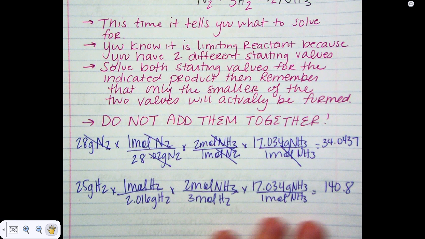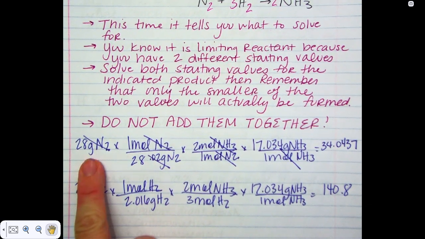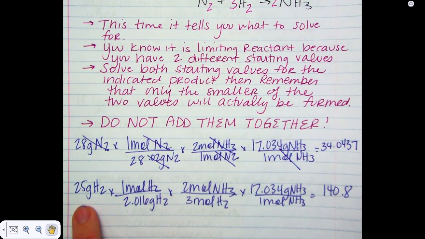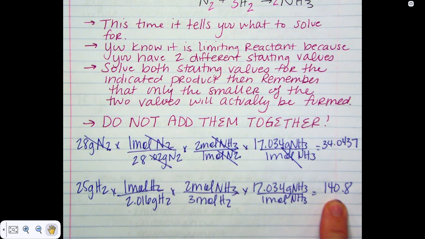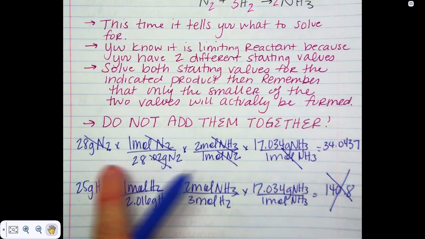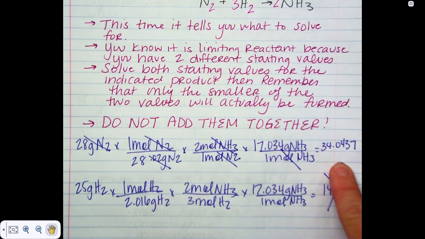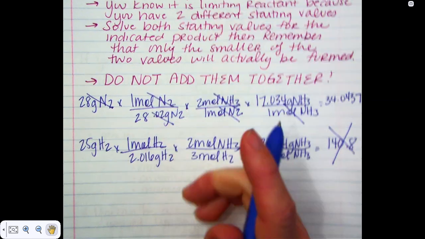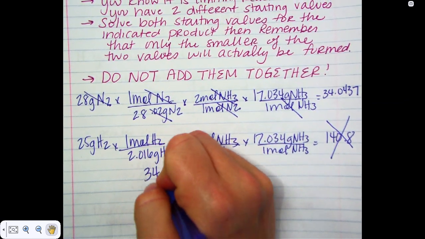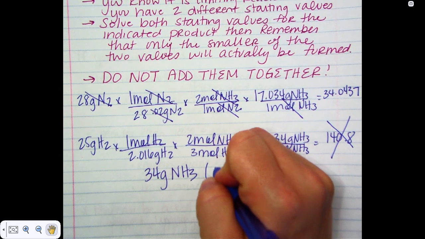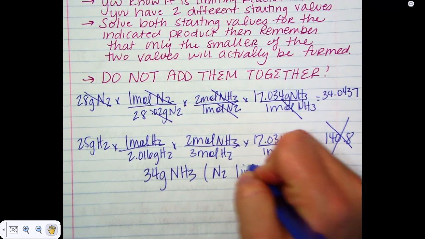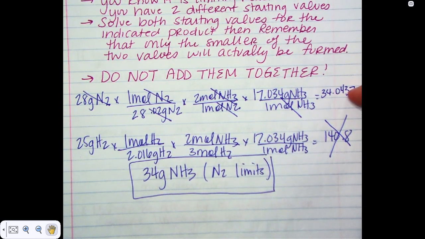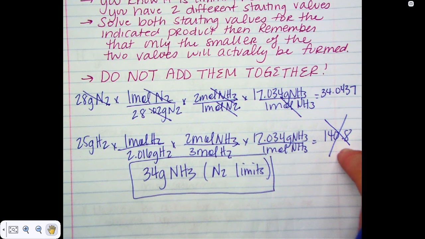Okay, so let's look at our answers. The 28 grams of nitrogen will allow us to make 34 grams of NH3. The 25 grams of hydrogen will allow me to make 140. I can't make 140 because I'm going to run out of N2 once I hit 34 grams. So my answer to 2 sig figs is 34 grams NH3, N2 limits. Okay, this is the smaller amount. That is what I can make. I cannot make this. I will run out.